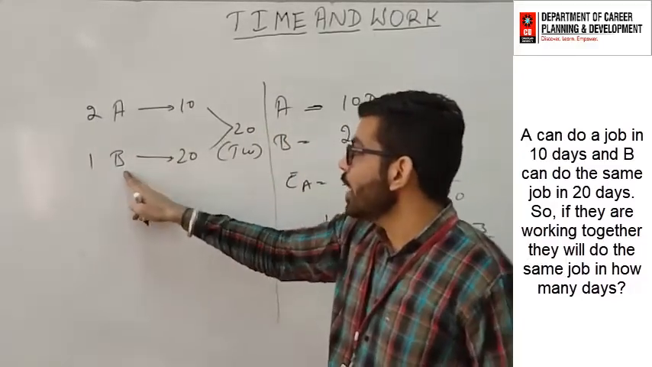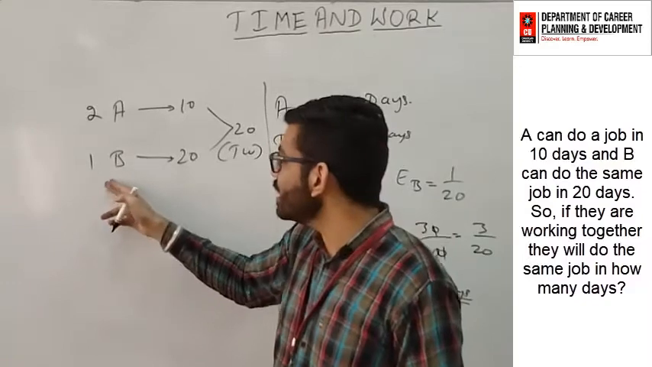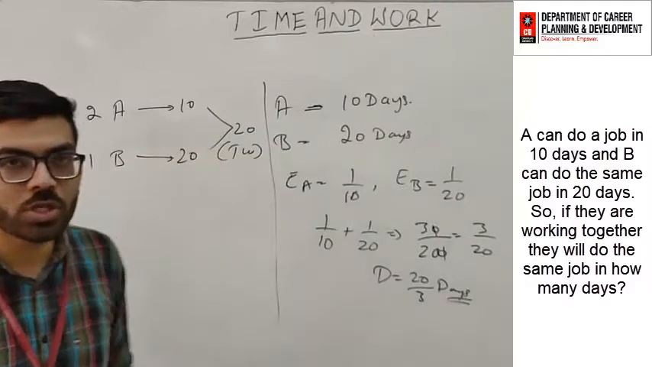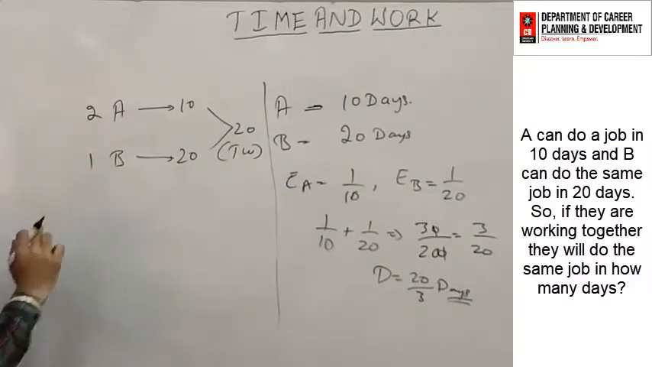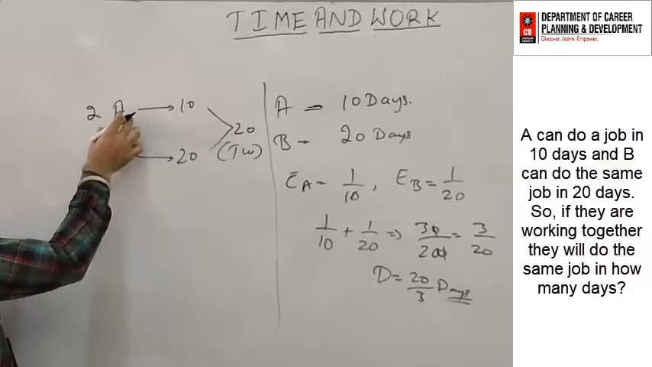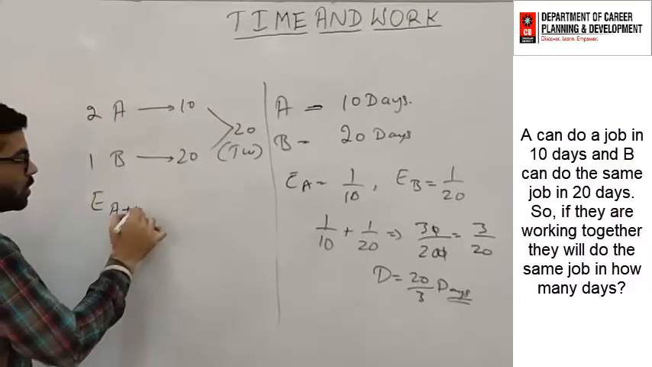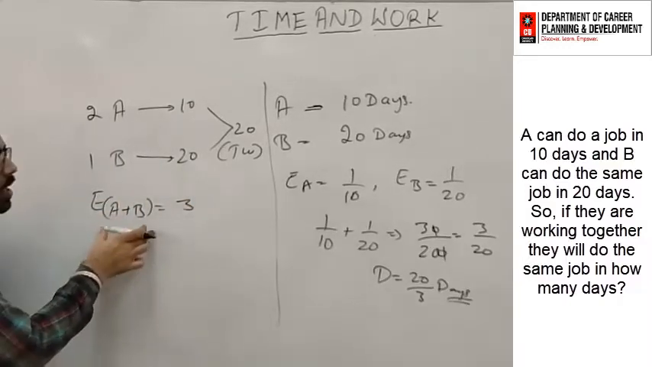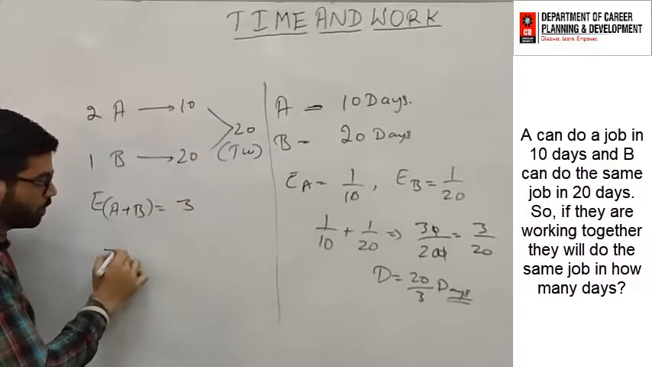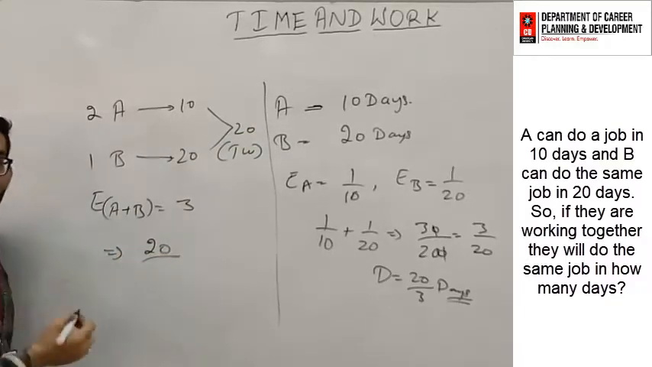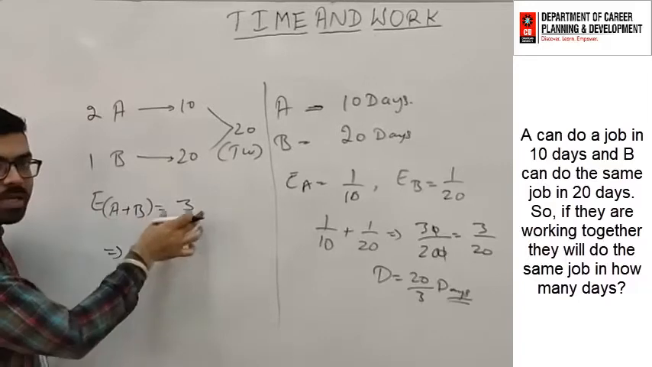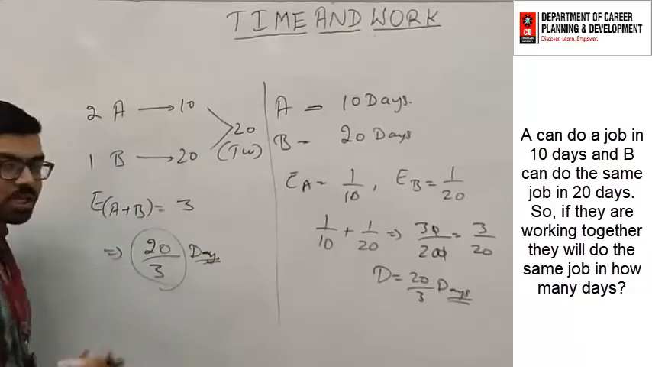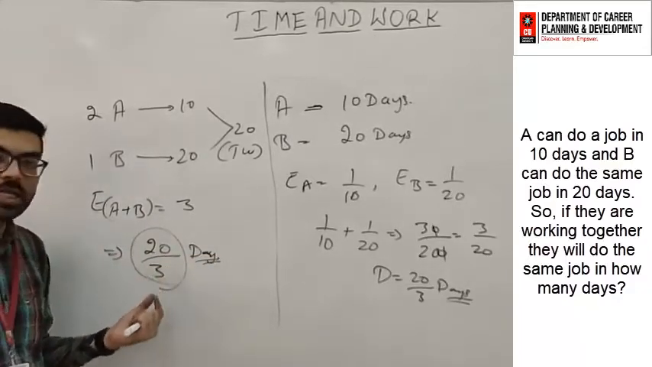In the same way, the efficiency of B comes out to be 1. That means B takes 20 days with an efficiency of 1 to complete 20 units of work. Now the next part of the question says that A and B are working together, so the efficiency of A plus B comes out to be 2 plus 1, 3. According to the question, total work is 20 units divided by the efficiency. Both are working, the efficiency is 3, and this is your answer. So the total number of days taken by A and B is 20 by 3 days.